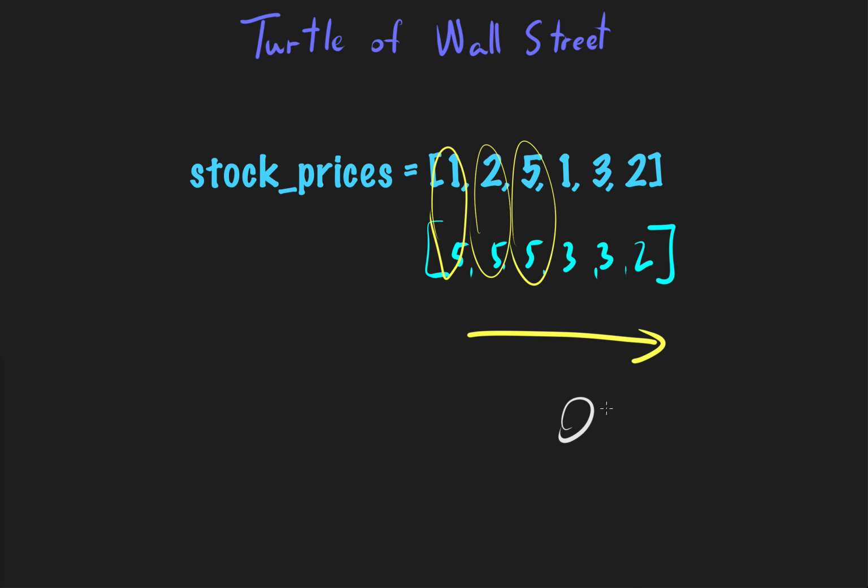It would give us O of n runtime. So this is time. And for space, it would also be O of n because we're constructing an additional array here, right? Cool.